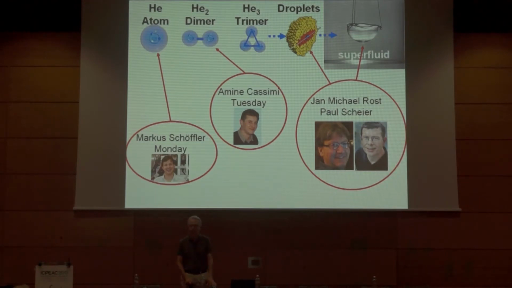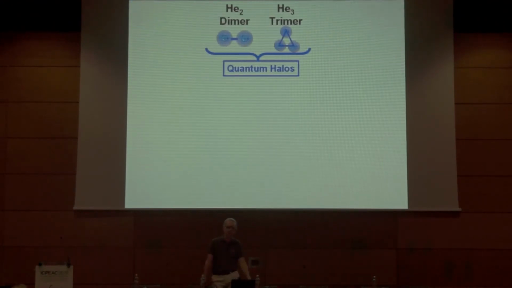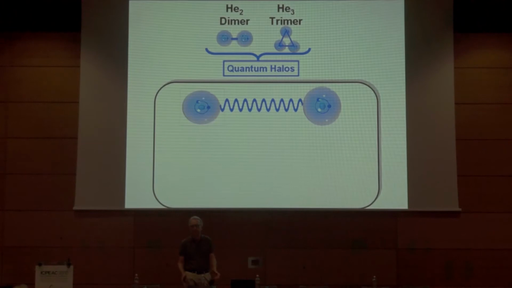So for the remainder of this talk, I will concentrate on these 2 species, on the helium dimer and the helium trimer. These are fascinating quantum objects in many senses. They are halo states. I will tell you what halo states are, and they give rise to many interesting features. So there is in particular one question I will try to answer with you.